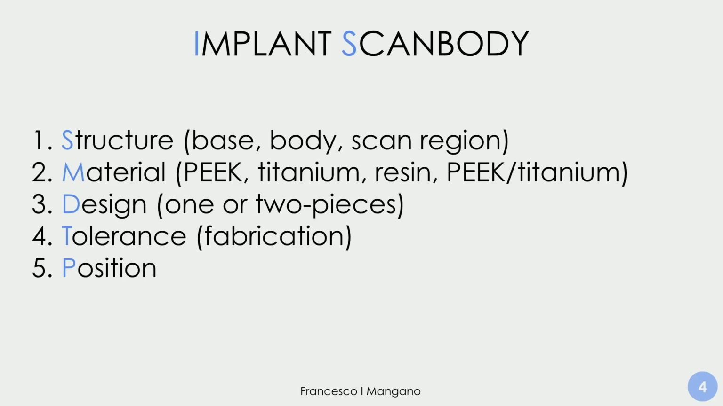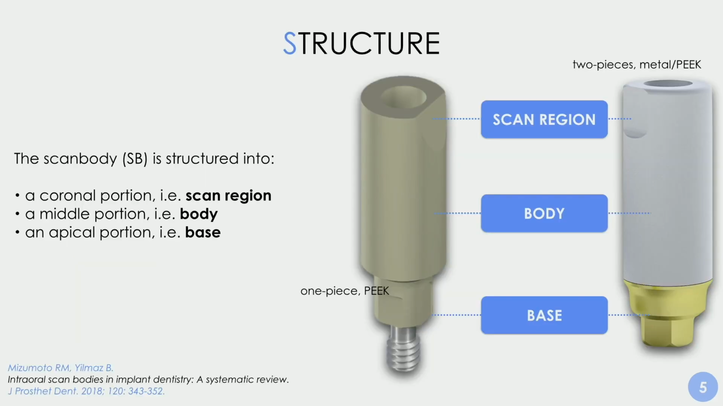The design, of course, is important. The tolerance in the fabrication is key, and it is exactly the aspect that we are going to investigate in this lecture. And the position: I've seen some papers dealing with the torque of insertion of the scan body. It's also very important. So let's revise the structure of the scan body. As I told you, there's a base, there's a body, and there's a scan region. The base is the mating part, the most apical part, the part that is inserted inside the implant or the implant analog.